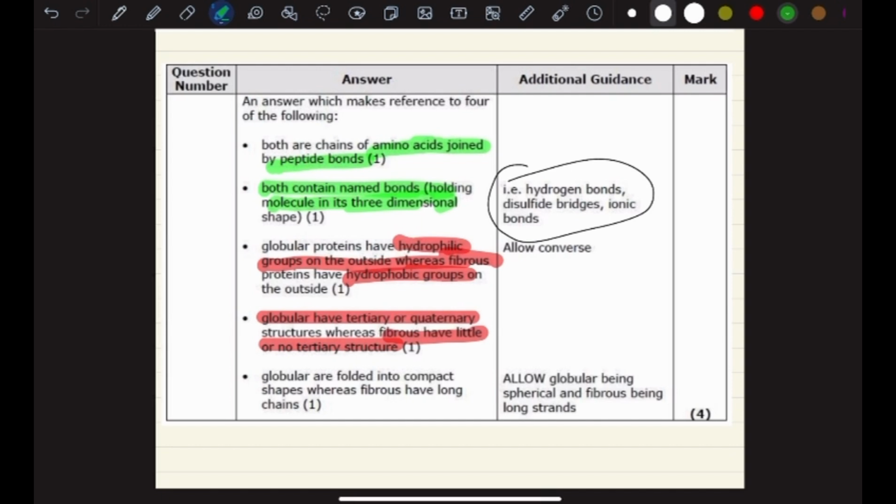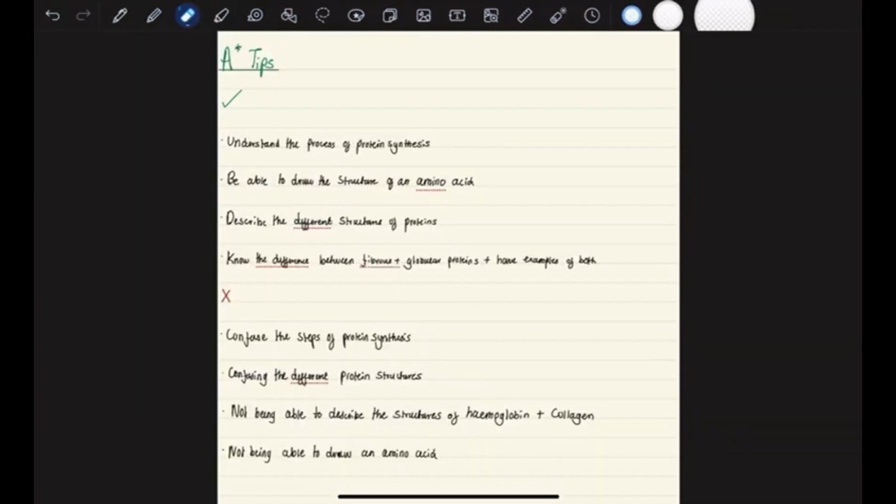This is another one. Globular proteins are folded into compact shapes. Fibrous is long chain. Just keep to what we learned, right? Keep to what you've learned, and then just try to apply that to the question they ask you.